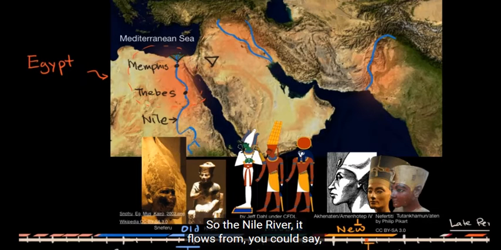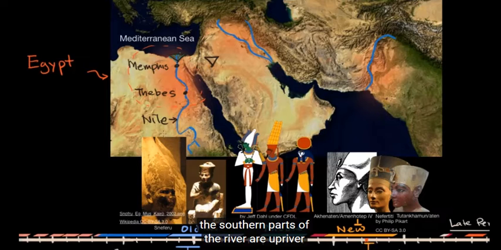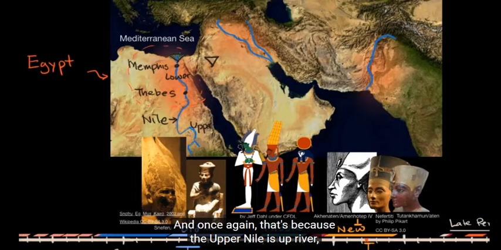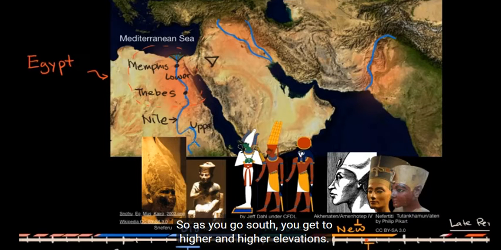So the Nile River flows from, you could say, eastern mid-Africa up into the Mediterranean Sea. And because it has this northward flow, the southern parts of the river are upriver, and they are actually called the Upper Nile. So the Upper Nile is actually south of the Lower Nile. And once again, that's because the Upper Nile is upriver. It's also flowing from higher elevations to lower elevations. So as you go south, you get to higher and higher elevations.